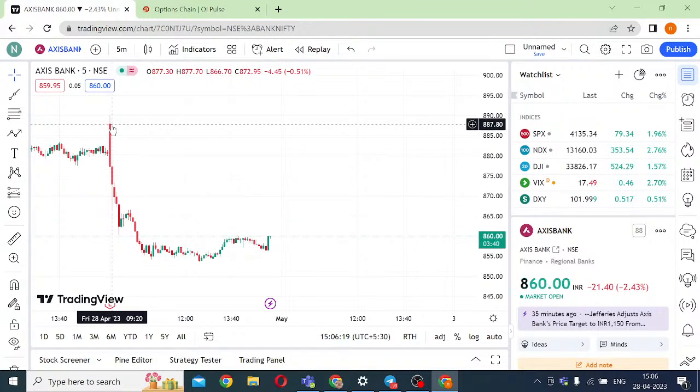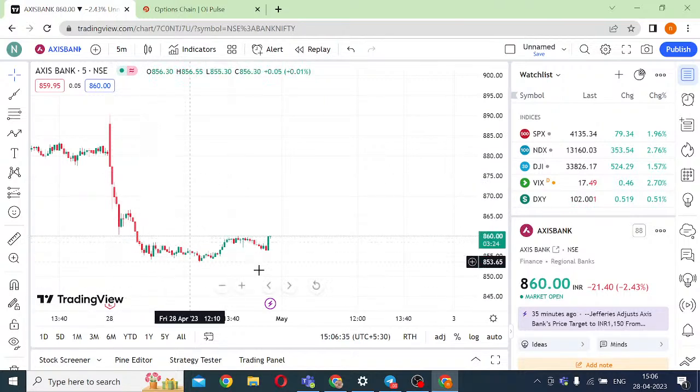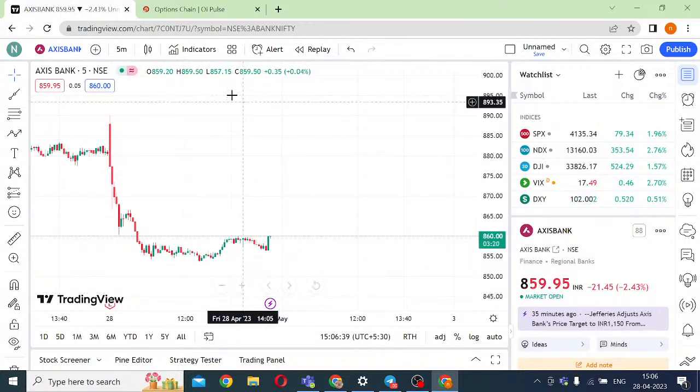Now, if you try and correlate, the same thing happened with HDFC. Same thing happened with ICICI. The same pattern has repeated with Axis. If you see, it opens gap up and then shows a sharp fall, stabilizes in the last half. HDFC also recovered, ICICI also recovered, and now I think Axis is also recovering.